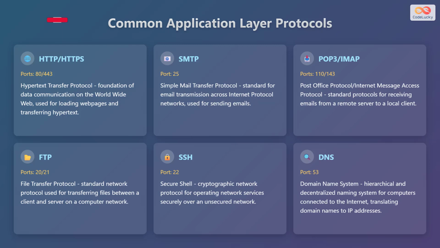Secure Shell, or SSH, operates on port 22. It is a cryptographic network protocol for operating network services securely over an unsecured network. Lastly, Domain Name System, or DNS, operates on port 53. It is a hierarchical and decentralized naming system for computers connected to the Internet, translating domain names to Internet Protocol addresses.